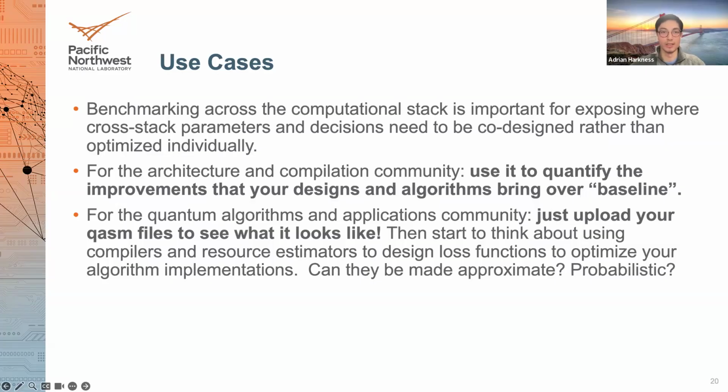So for example, maybe you find that you can greatly reduce resource costs by having some approximate version of your algorithm, or maybe some probabilistic repeat until success type implementation of your algorithm. And if you have a high probability of success, but you greatly reduce resource costs, that might be a very worth it trade-off.